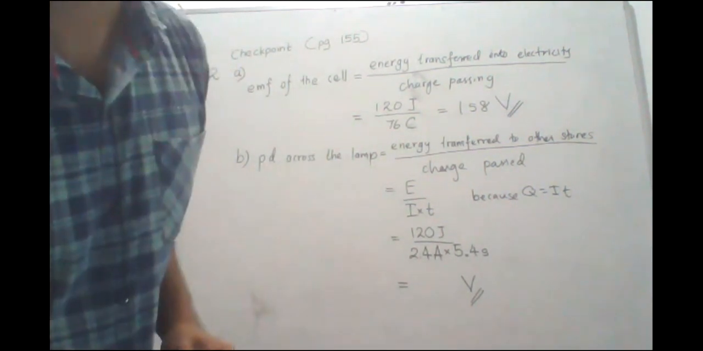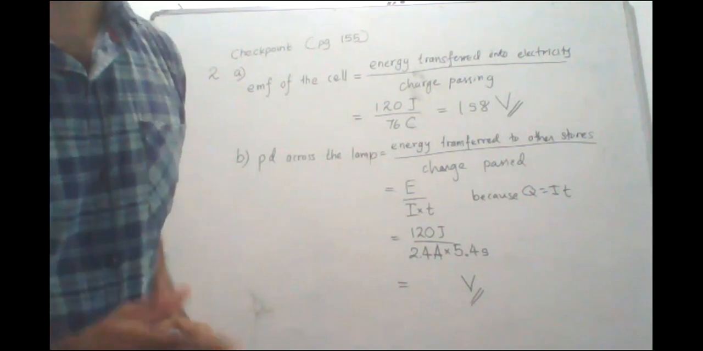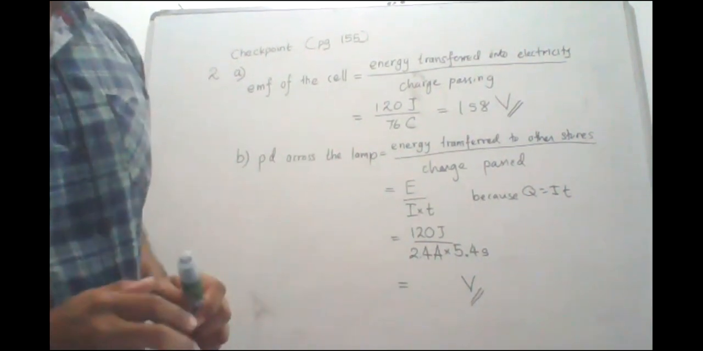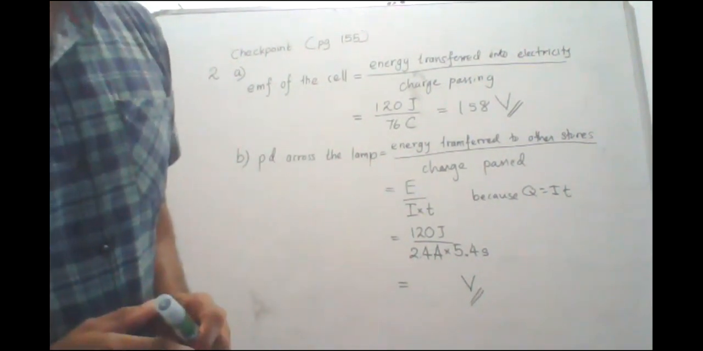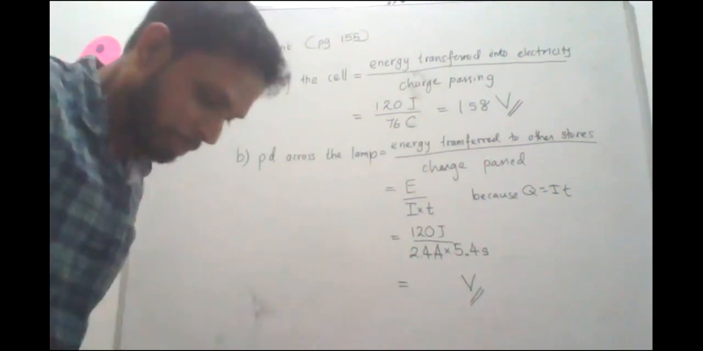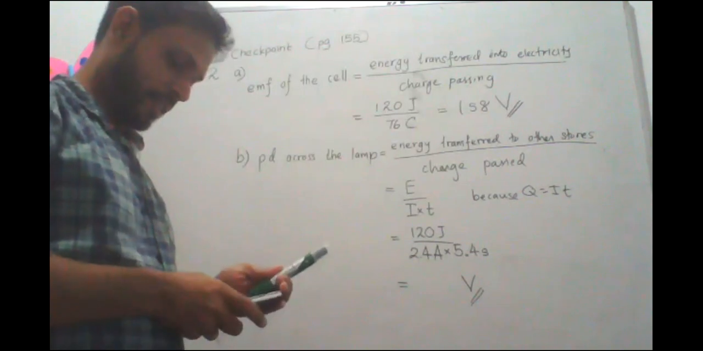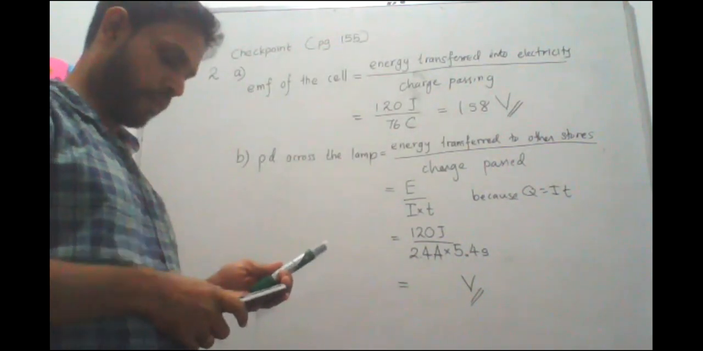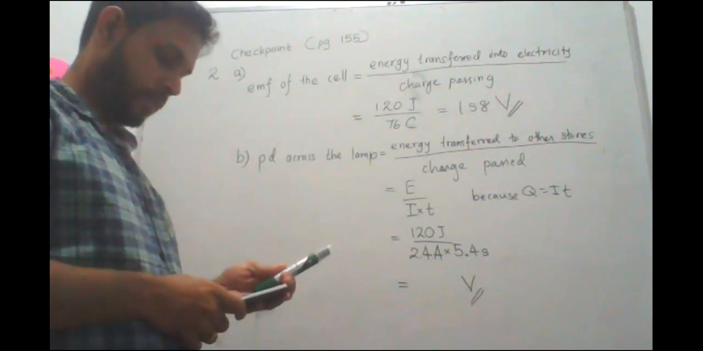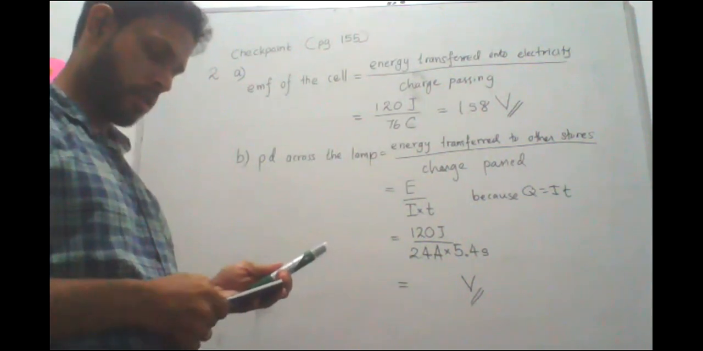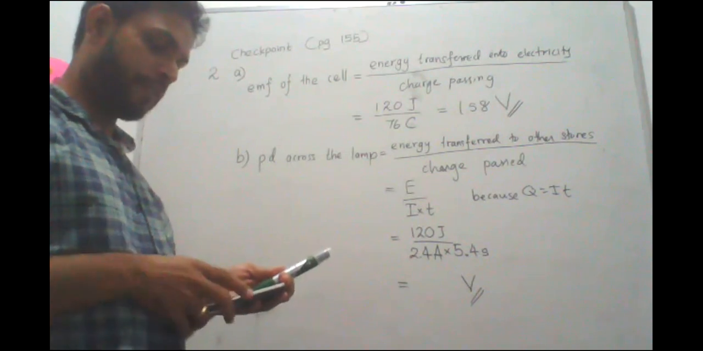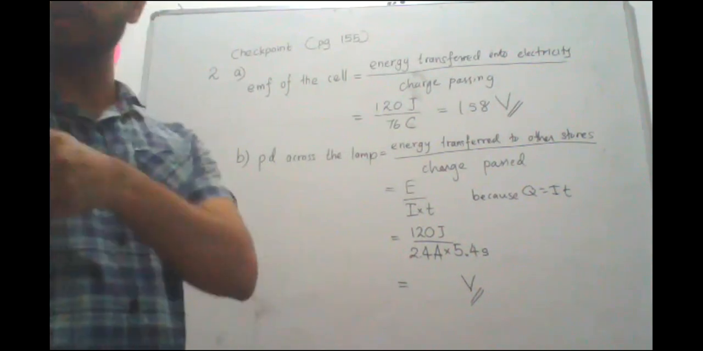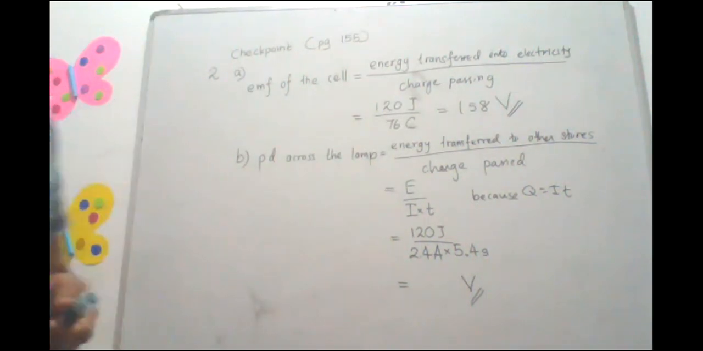9.26. All of you have taken the same answer. Let me check. 120 divided by 2.4 times 5.4. 9.26. Getting the same answer, right? Good.